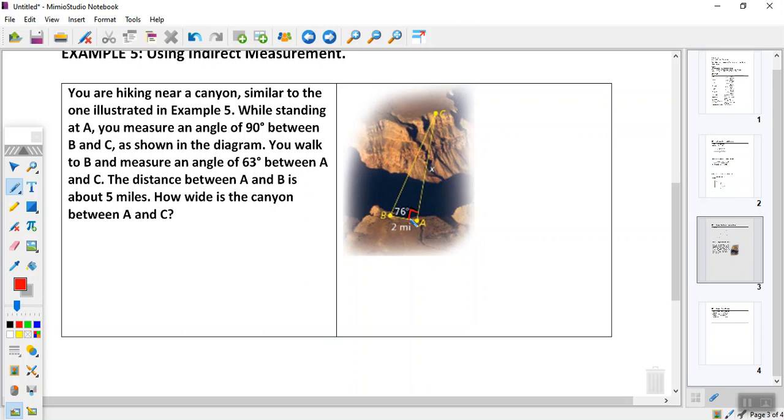So we know that this is 90 degrees down here at angle A. Is that true? Yep. Okay. And then it says you measure the angle of 90 degrees between B and C, as shown in the diagram. You walk to B and measure an angle of how many degrees? Okay, we're going to change this 76 to how many degrees? 63. Okay, we're going to call this 63 degrees.